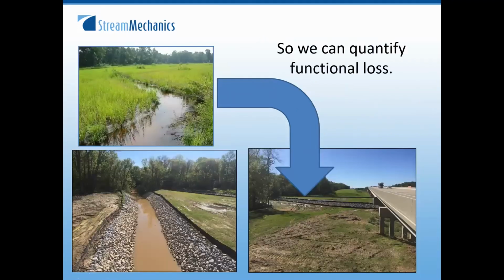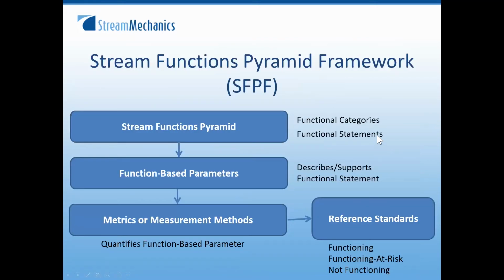And then we want to flip it around and look at it the other way as well. If you had that nice stream, well, what if we did put a transportation corridor through there and channelize it? So if we did that, there would be a functional loss, and we want to be able to quantify that loss as well. All right, so that's really just the pyramid and the concept.